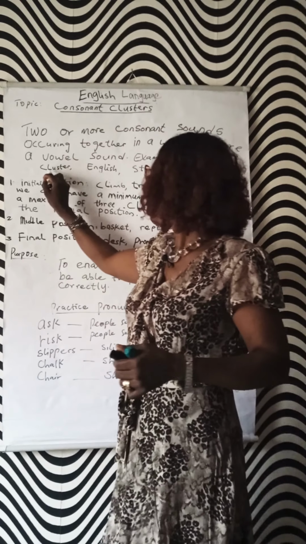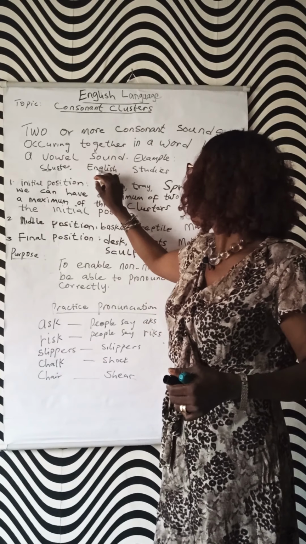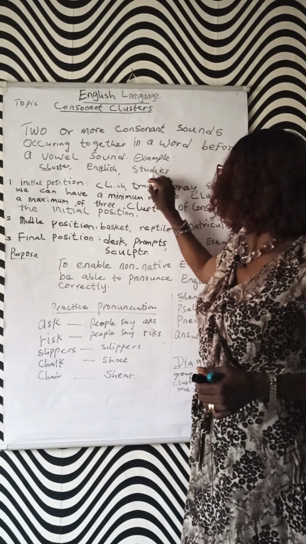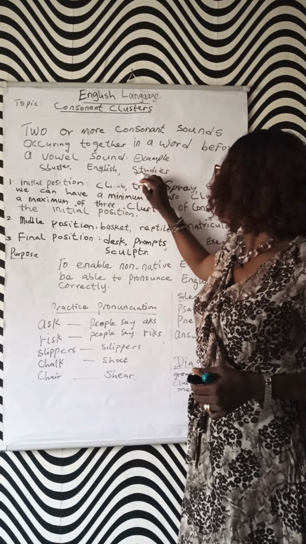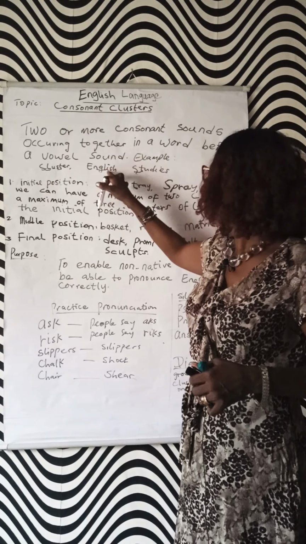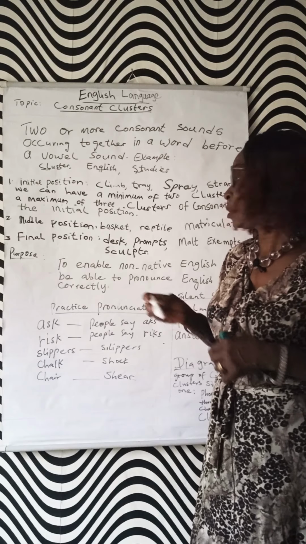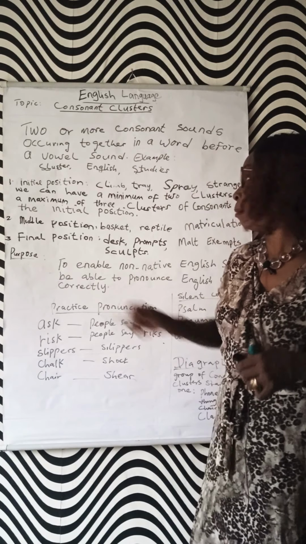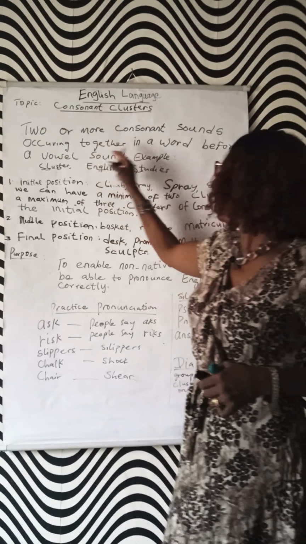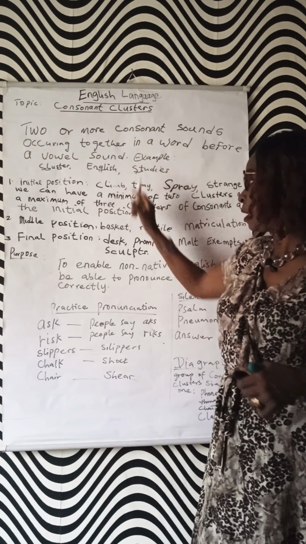So here we have two consonant sounds, two consonant sounds here. Here we have three consonant sounds. And here, in the word studies, we have two consonant sounds before we come to the vowel sound. So that's what consonant clusters is all about. Two or more consonant sounds occurring together in a word before a vowel sound. So you have seen the example.